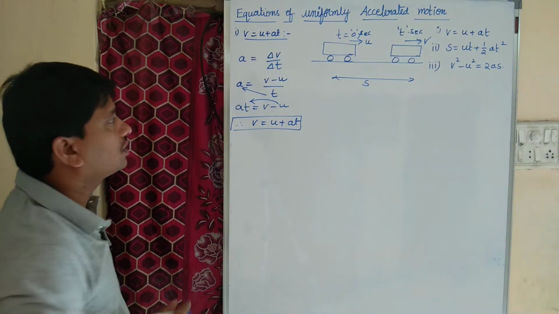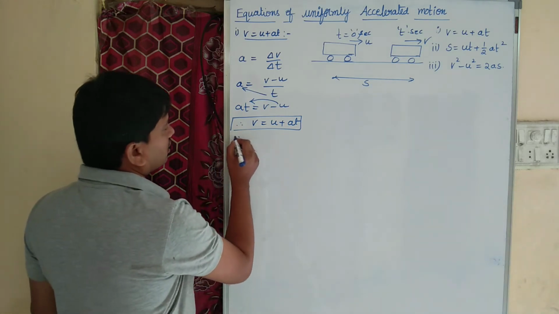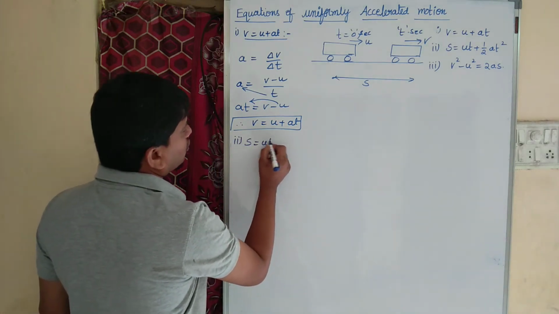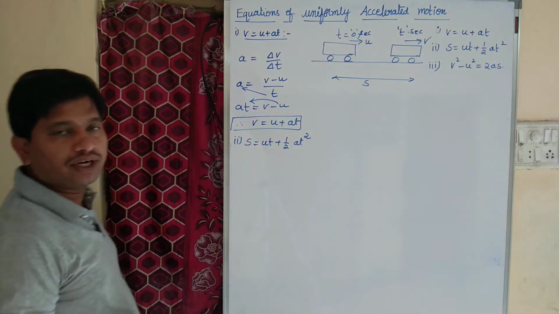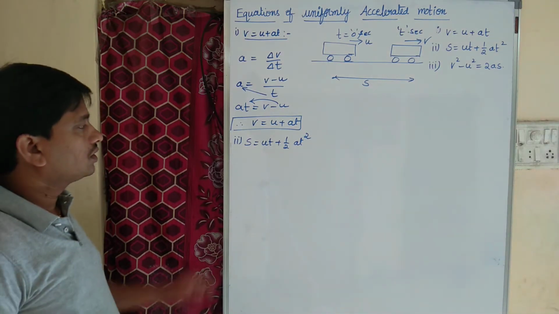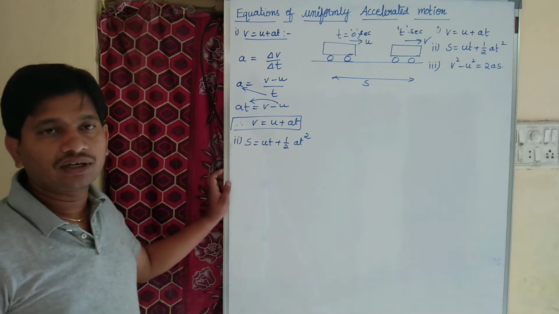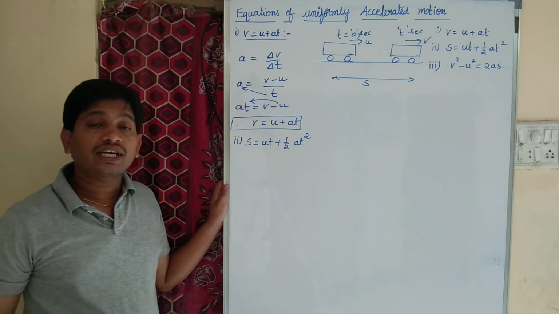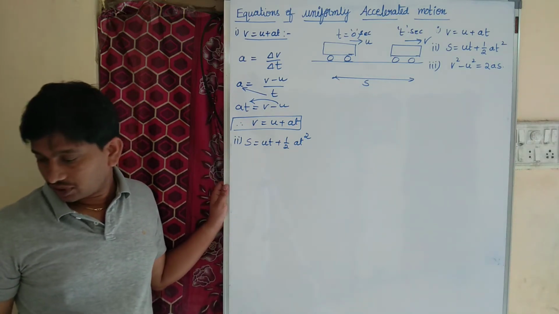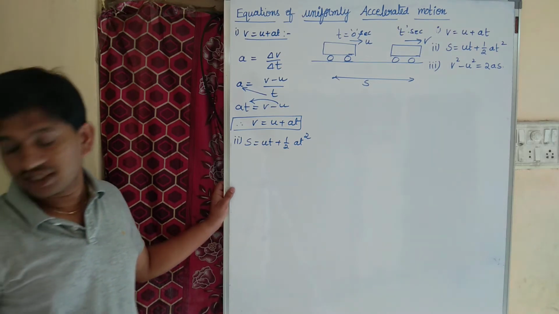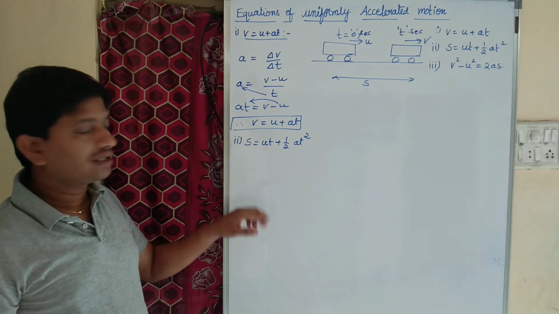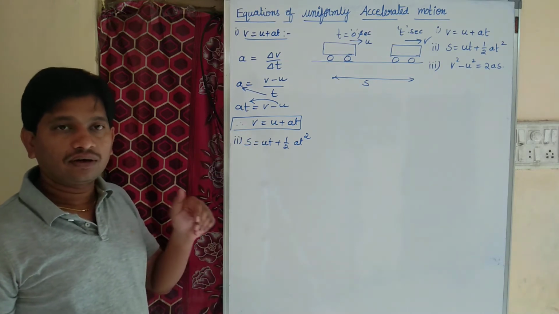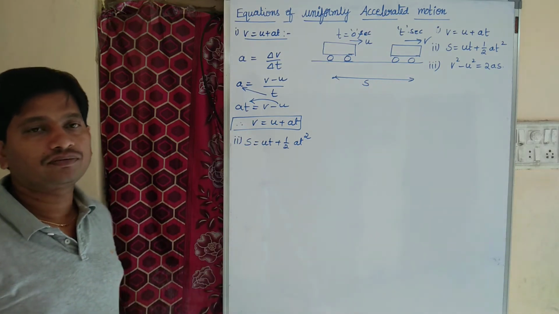Right? Now coming to the second equation of motion, that is s equal to ut plus half at square, or 1 by 2 at square. This equation tells us the distance travelled by a body in time t. S is nothing but the distance travelled by a body in time t.